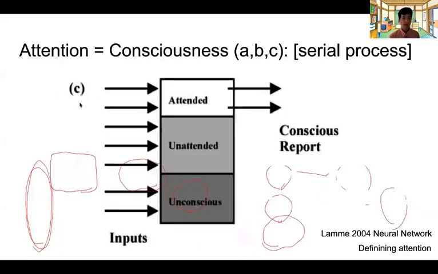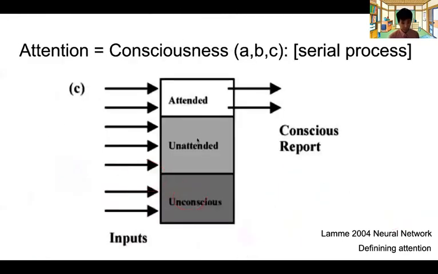In both cases, attention and consciousness are the same sort of thing, so it's redundant, but it's important. It's a serial kind of idea, and you can generalize it to make a model like this. First, there is some kind of filter for attention, and the attended component is what we can report in consciousness. That's one view of consciousness and attention.